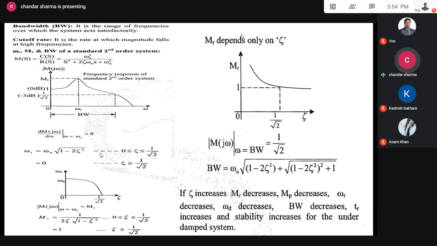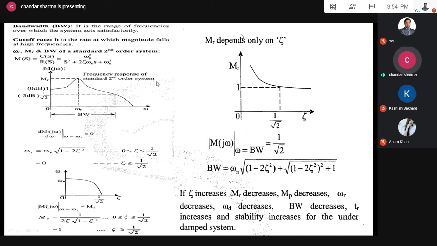Bandwidth, you can see it is the range of frequencies over which the system acts satisfactorily. Cutoff rate is the rate at which the magnitude falls at high frequency. Then omega r, MR and bandwidth of a standard second order system. You can see the expression for MR or omega r. So the formula for omega r is omega n into under root of 1 minus 2 zeta square. हम derive नहीं कर रहे हैं. The value of MR is 1 by 2 zeta into under root of 1 minus zeta square, so MR depends on zeta.